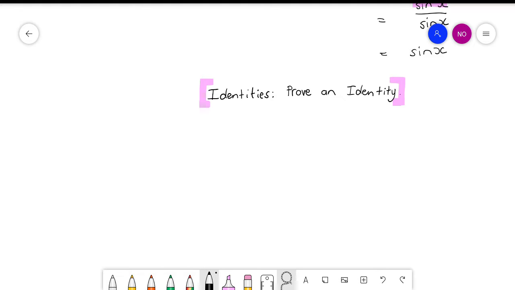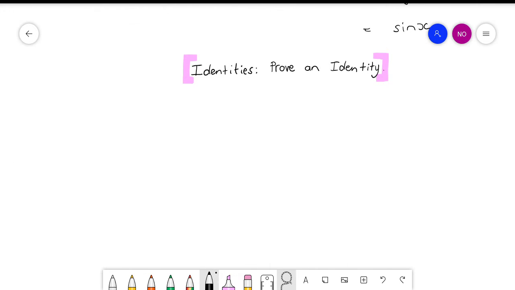Okay, so we're still going to use those two identities while proving an identity. So they might say something like, prove the following.